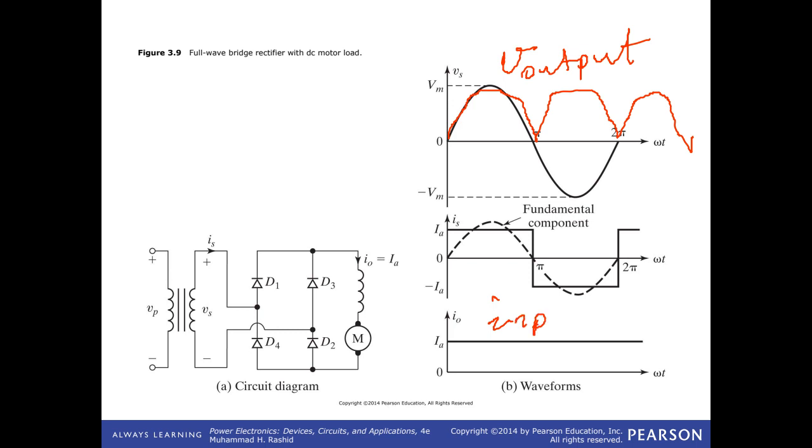Sorry. Input current. Şu, neyse yazdım nasıl olsa. That one is input current. Input current. That one, however, is output current.